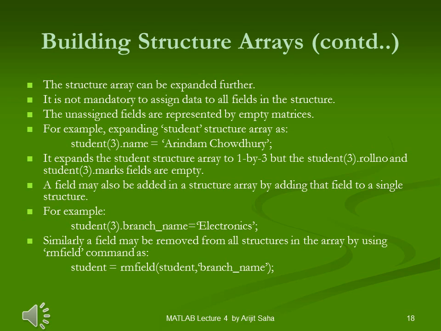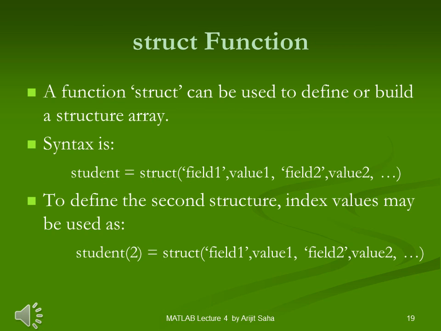Similarly, a field may be removed from all structures in the array by using the rmfield command as student equal to rmfield(student, branch name). A function struct can be used to define or build a structure array. Student equal to struct(field1, value1, field2, value2). This is the syntax. To define the second structure, index values may be used. Student2 equal to struct(field1, value1, field2, value2), like this.